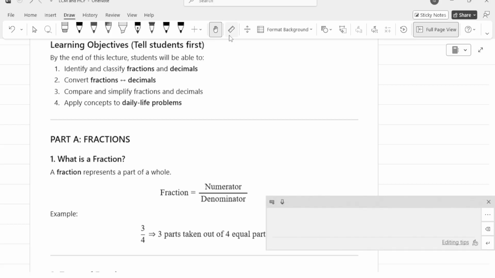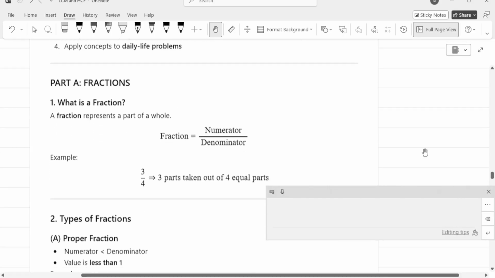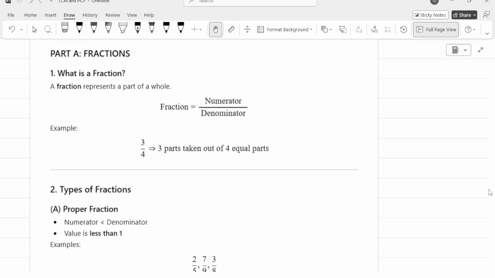First part is fraction. What is a fraction? A fraction represents a part of a whole. For example, in a formula-based way, a fraction is a numerator and denominator value. Okay, here 3 upon 4, that is a fraction. How can we say that?